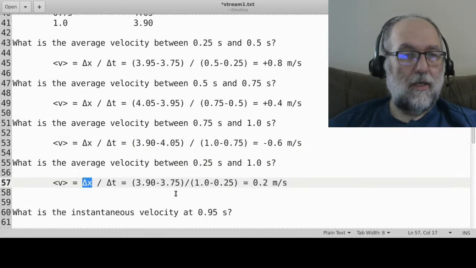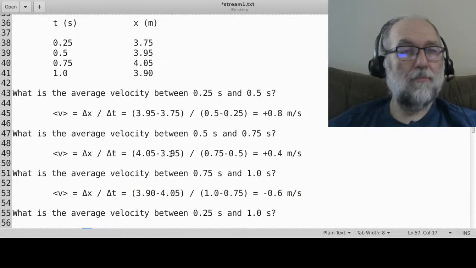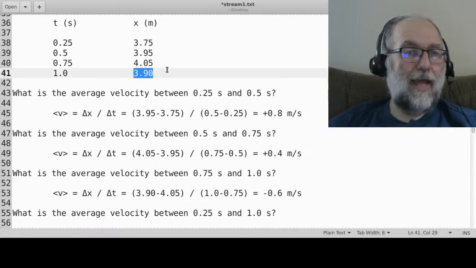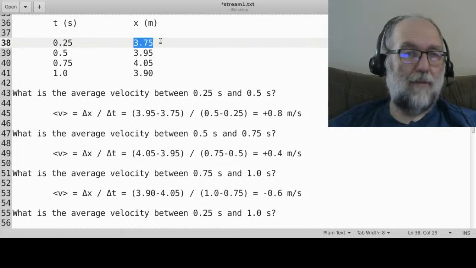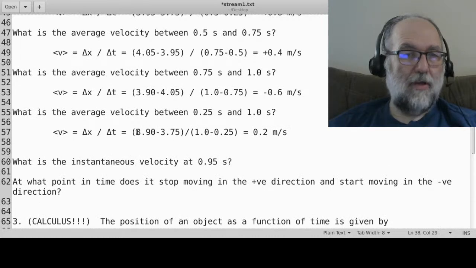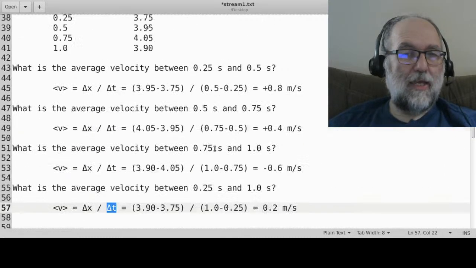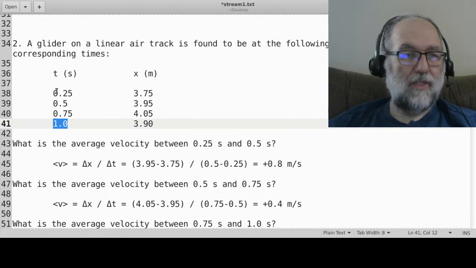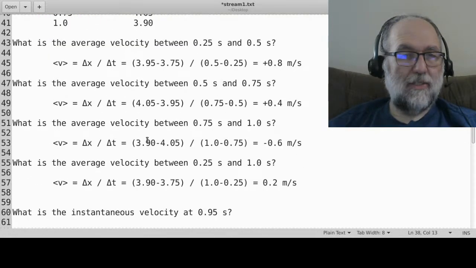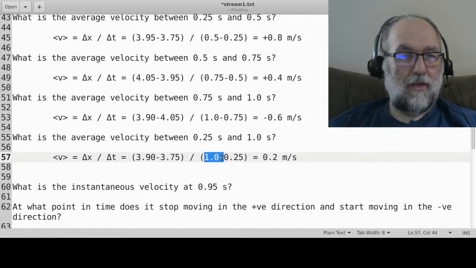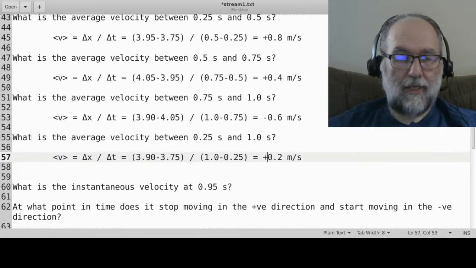So the delta x is all the way across the entire interval. That's your final position at 1 second, 3.9, and that's your initial position at 0.25 seconds. So 3.9 minus 3.75, and that's your delta x. Your delta t is your final time, 1 second minus 0.25 seconds. And you're going to get an average velocity of 0.2 meters per second.